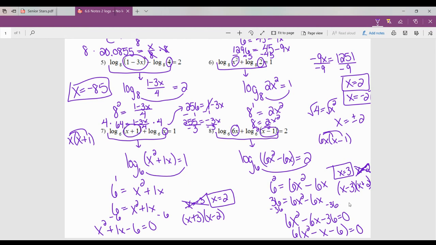All right, guys, so that is it for these solving logarithmic equations. You guys try this set of them on your own.